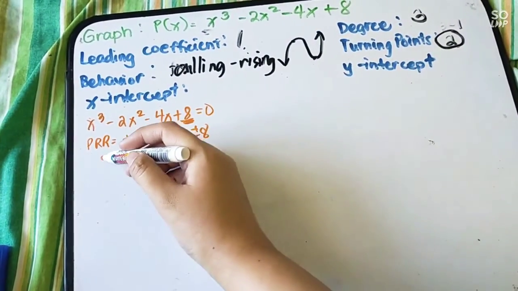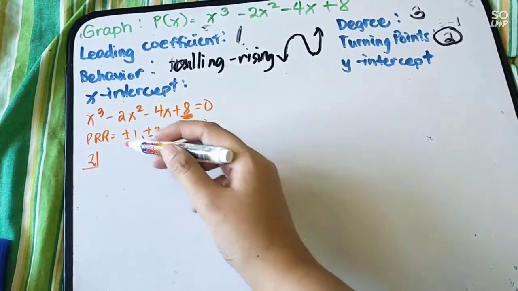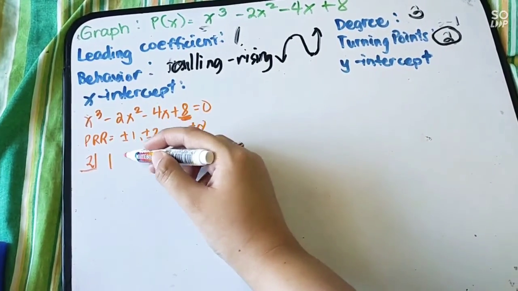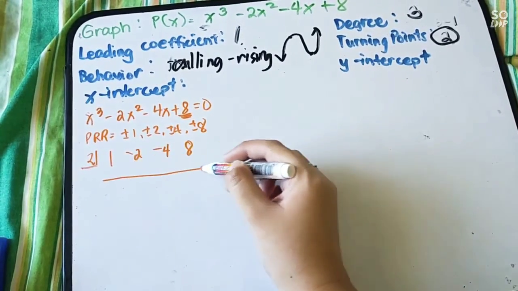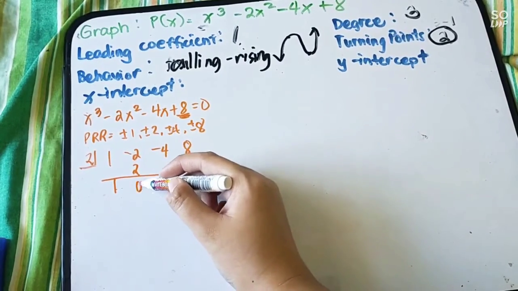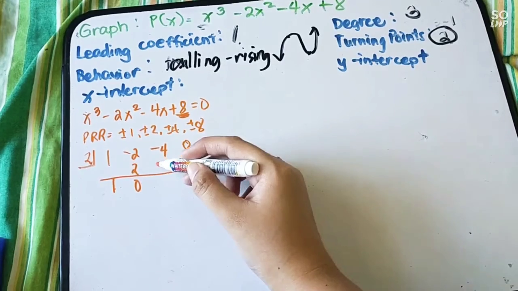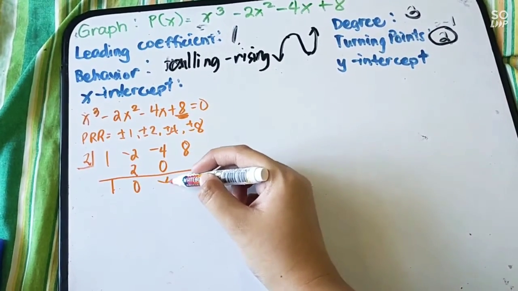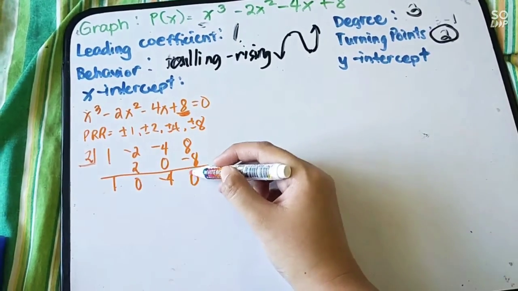Let us try positive 2. So, we have here 1, negative 2, negative 4, and positive 8 numerical. So, bring down 1 times 2, we have 2. Then, this one is 0 times 2. We have here 0. Then, we have here negative 4 times 2. We have here negative 8, then 0.